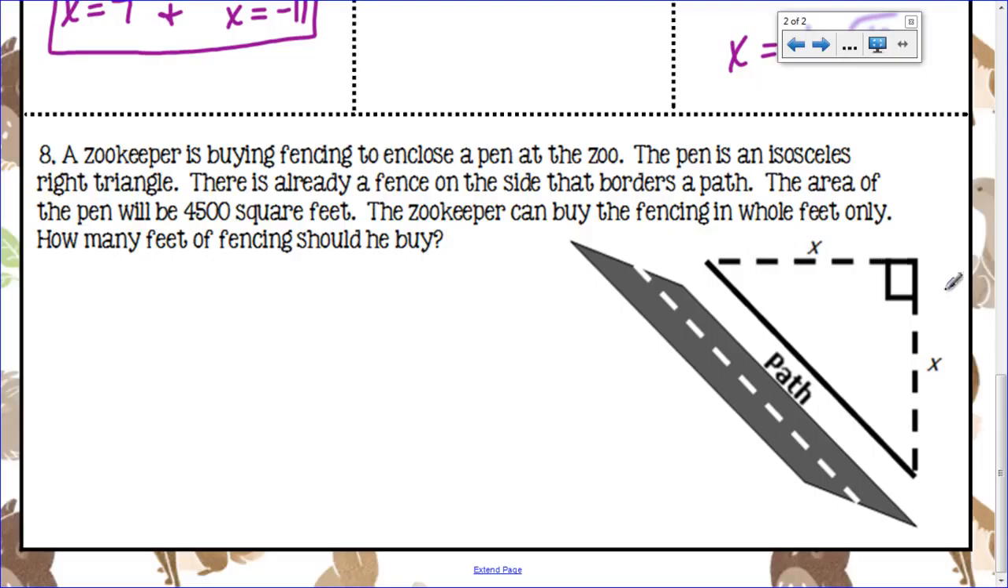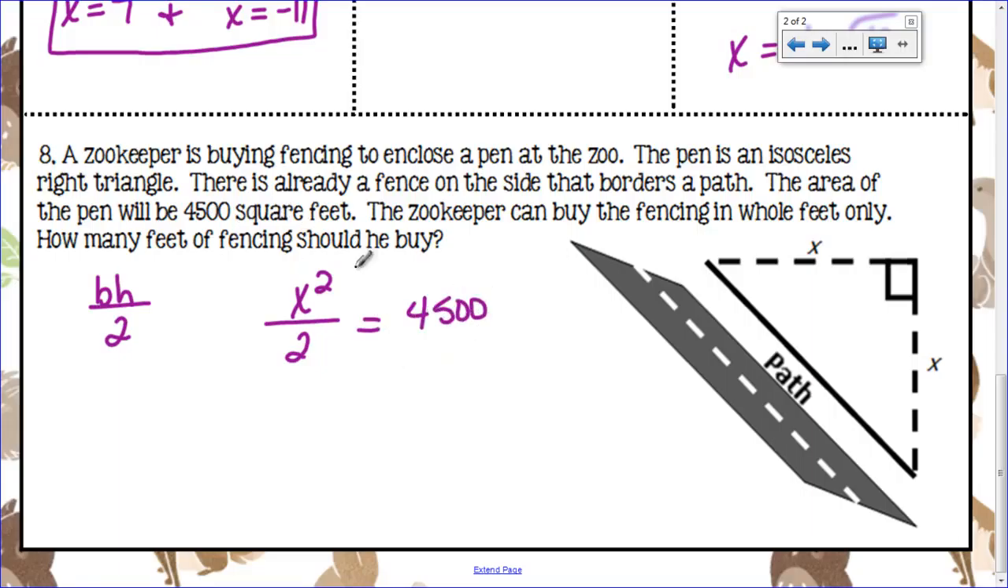Well, he needs fencing for these two sides of the pen. So we're trying to find out x, and this is a triangle, and if you remember, the area of a triangle happens to be base times height divided by 2. And so my base times my height for this problem happens to be x squared, because it's x times x. So I end up with x squared divided by 2 equals my area, which is 4,500.